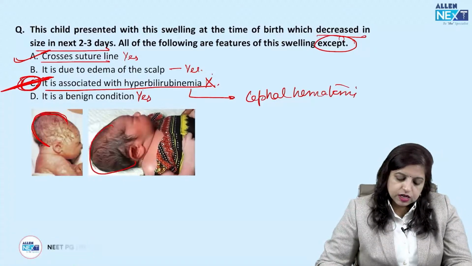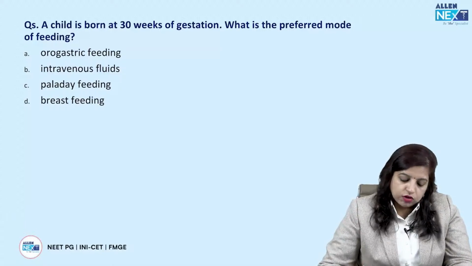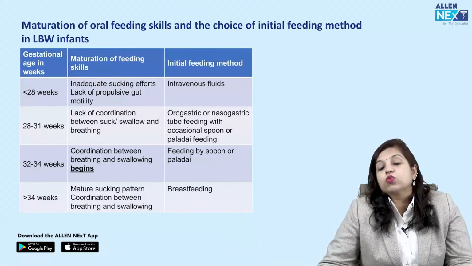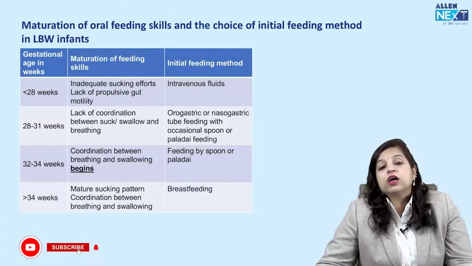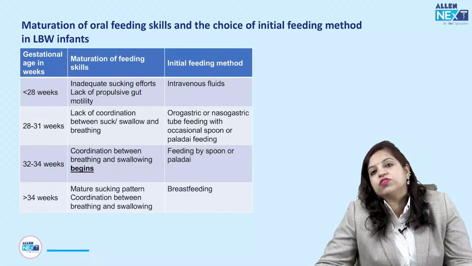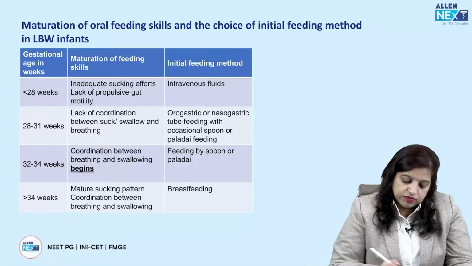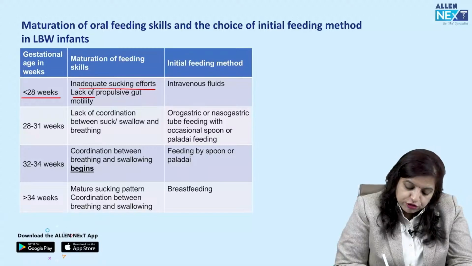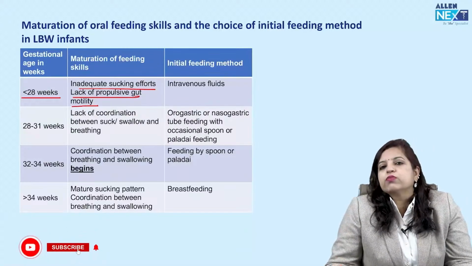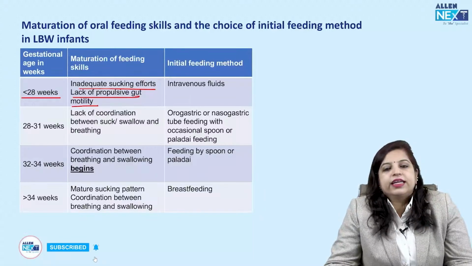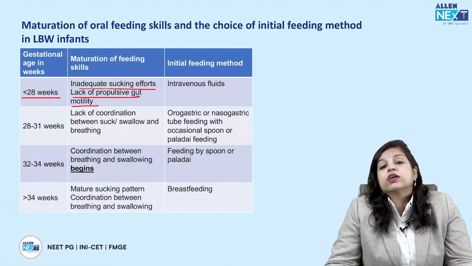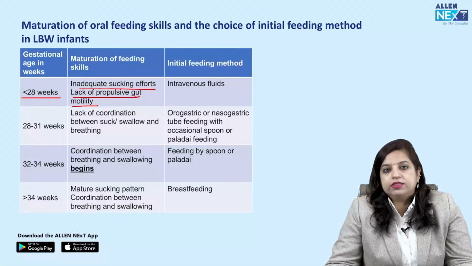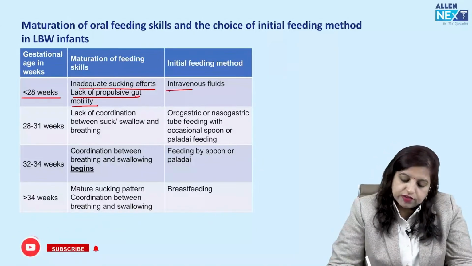Okay. A child is born at 30 weeks of gestation. What is the preferred mode of feeding? So we should be aware of how do we decide the feeding? Remember, we decide the feeding according to the maturation of the feeding skills in the child, right? So if the child is of less than 28 weeks, inadequate sucking efforts, there's lack of propulsive gut motility. So there's no point in putting any feeding material inside the gut, because the gut is not moving only, and that would lead to gut necrosis if the material is kept at one place itself, right? So what we prefer is the IV fluids in that case.